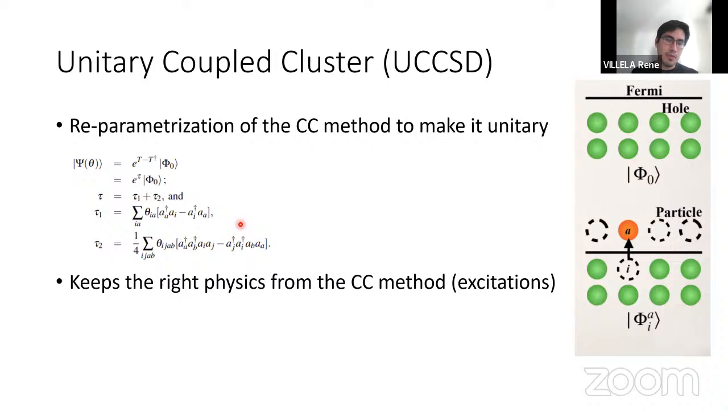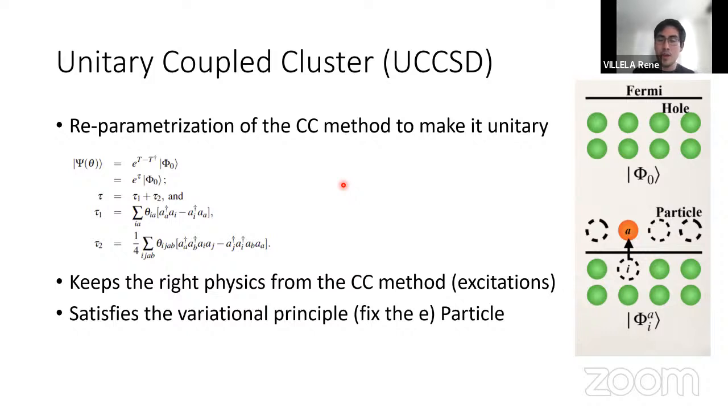And the good thing is that it keeps the right physics from the coupled cluster method, because although we are somehow changing the operator, it is still based on the idea of excitations of the Hartree-Fock state. So although the parameters are going to be different, it keeps the same idea of excitation. So it's physically similar. And by parameterizing it in this way, we get something more for free, that the expectation value of the energy using such a state satisfies the variational principle.